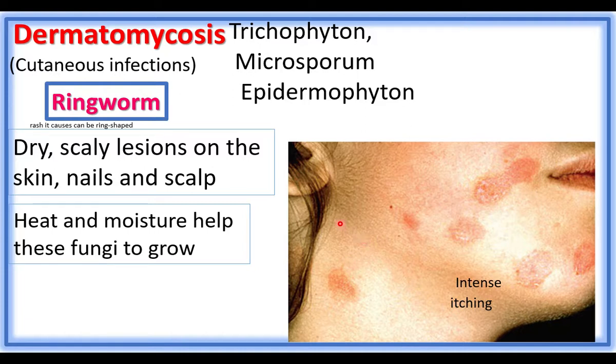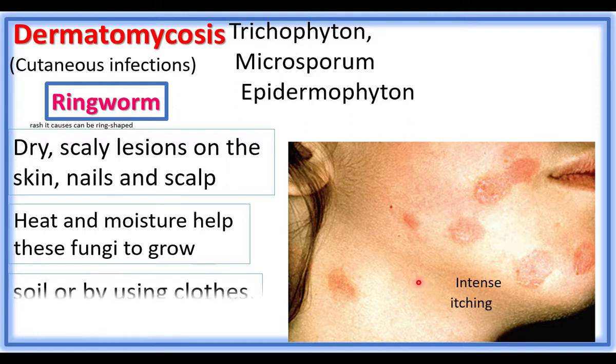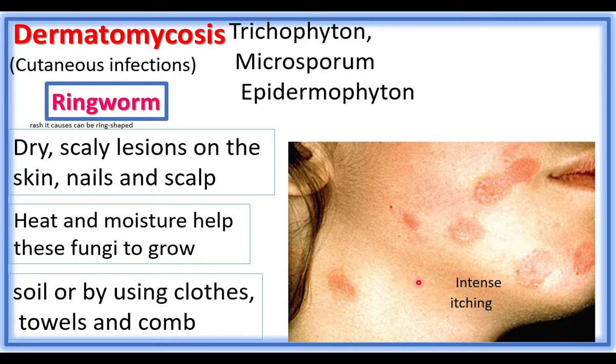Skin foldings have moisture, and between the toes moisture is there. These areas develop the infections. The spreading takes place through contaminated soil and by using clothes, towels and combs of the patient.